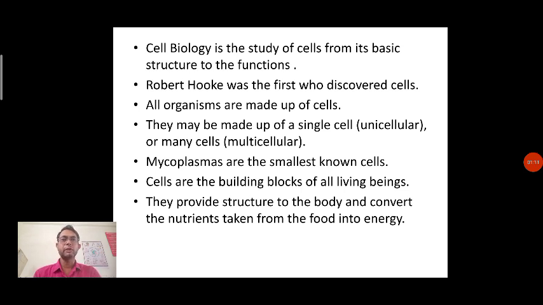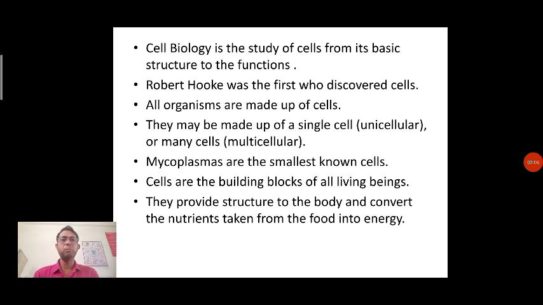Now, as we talk about cells, all organisms are made up of cells, whether they are multicellular or unicellular organisms. Everybody is having a cell. In a unicellular organism, simply we can say that a single cell is present, whereas in a multicellular organism, the number of cells is more, depending on the size and the function of that particular organ and organism. They may be made up of a single cell or many cells, as we call them unicellular or multicellular. For example, mycoplasma. Mycoplasmas are the smallest known cells on the earth. Along with mycoplasma, we can say bacteria and cyanobacteria. These are some examples which we call unicellular organisms.